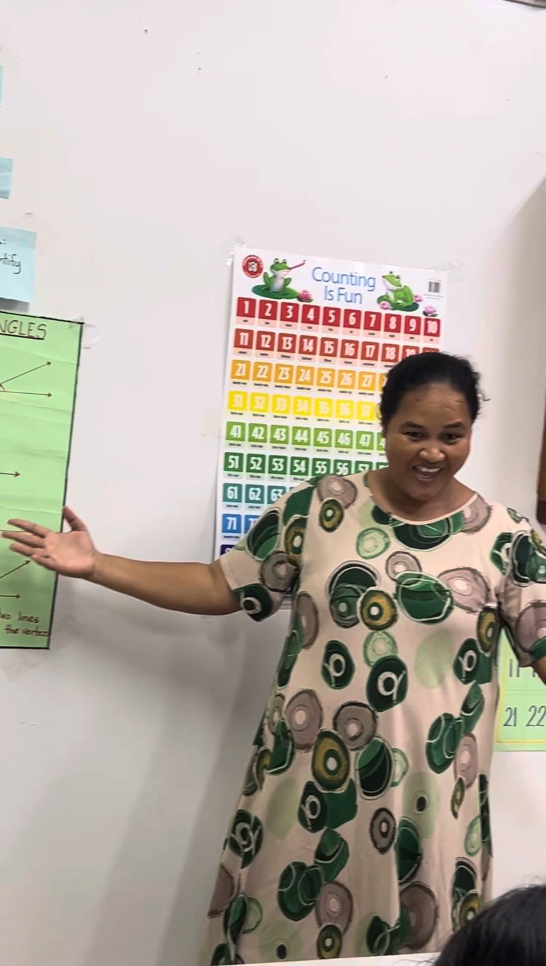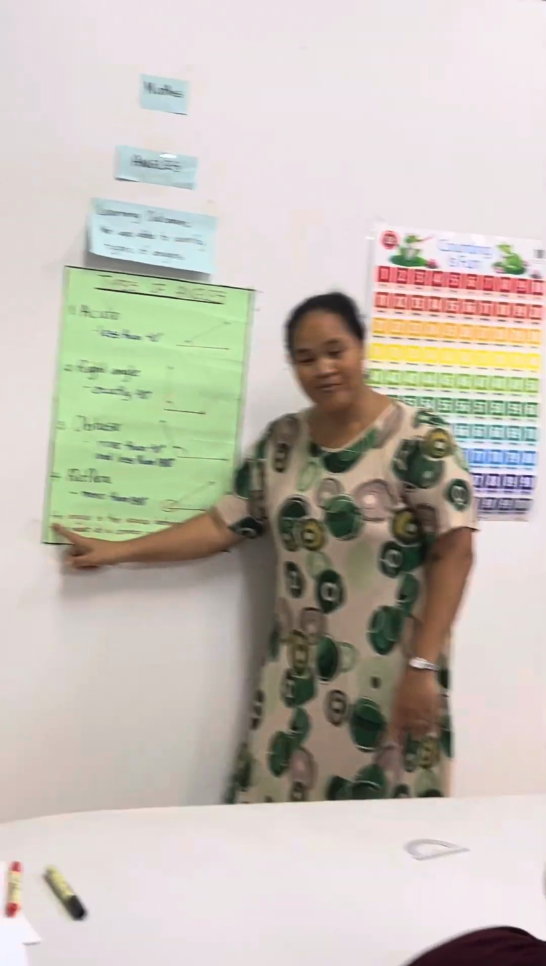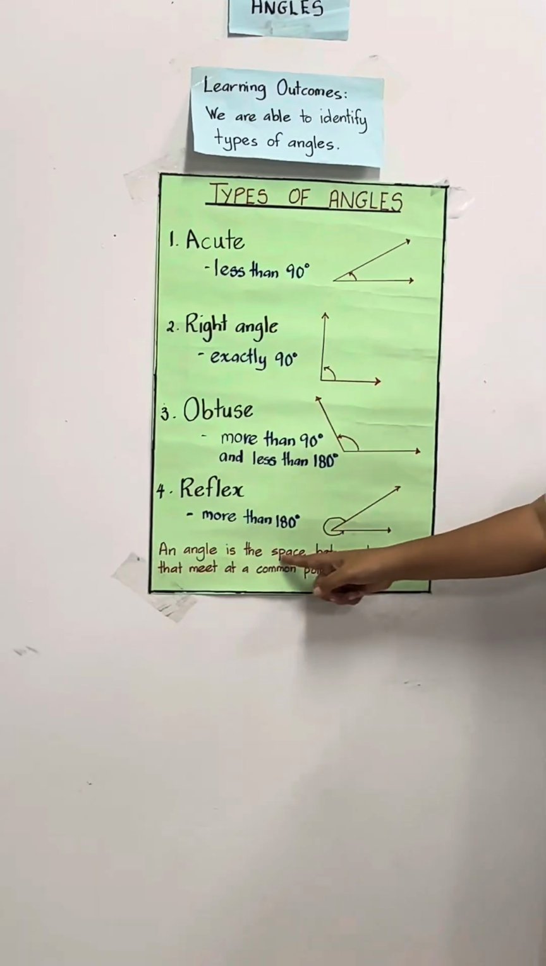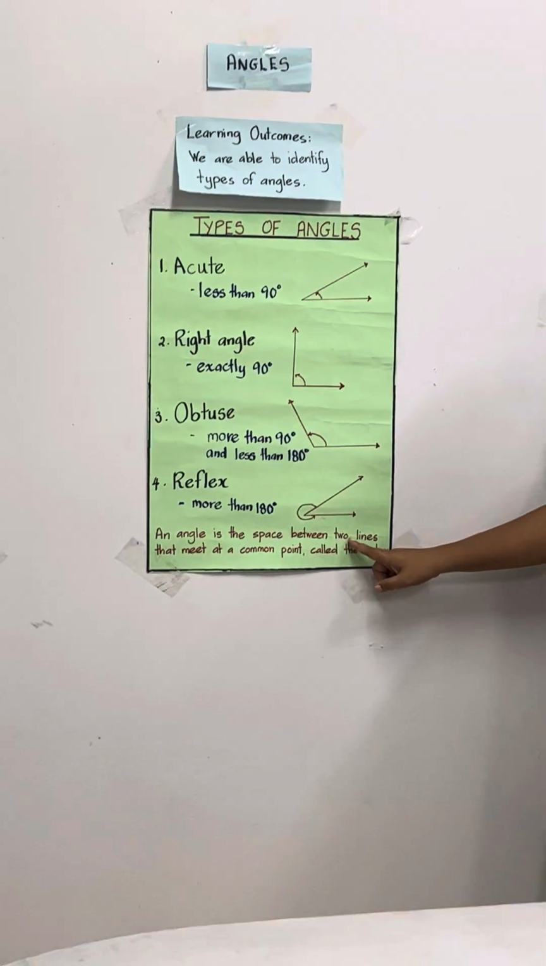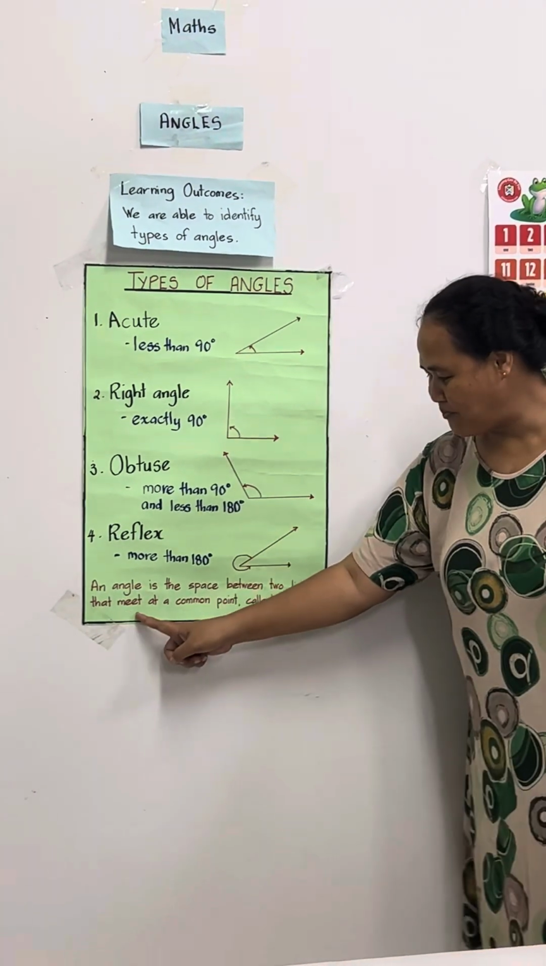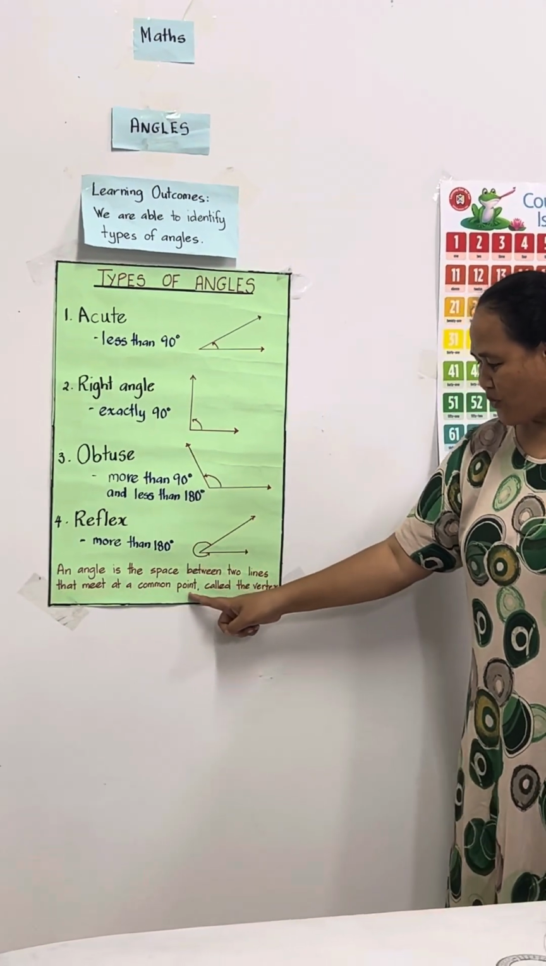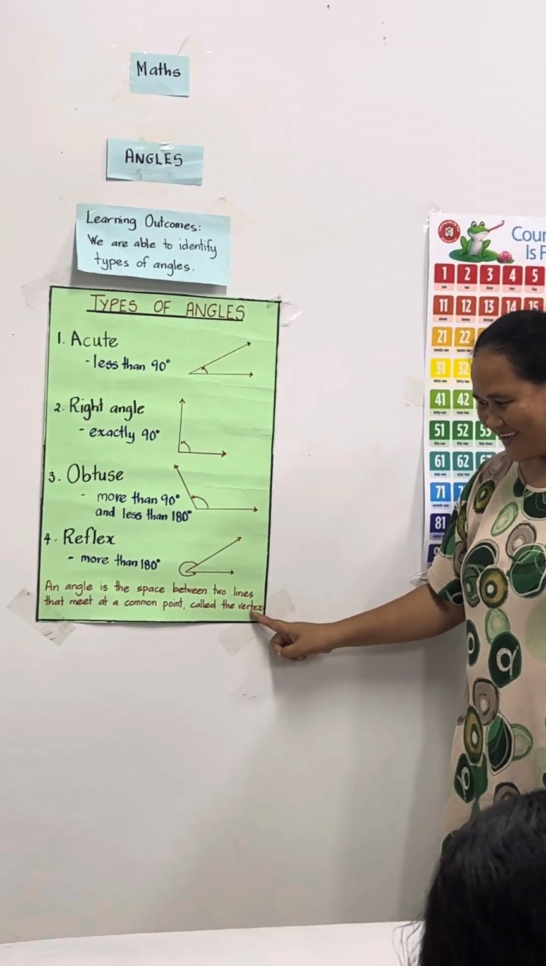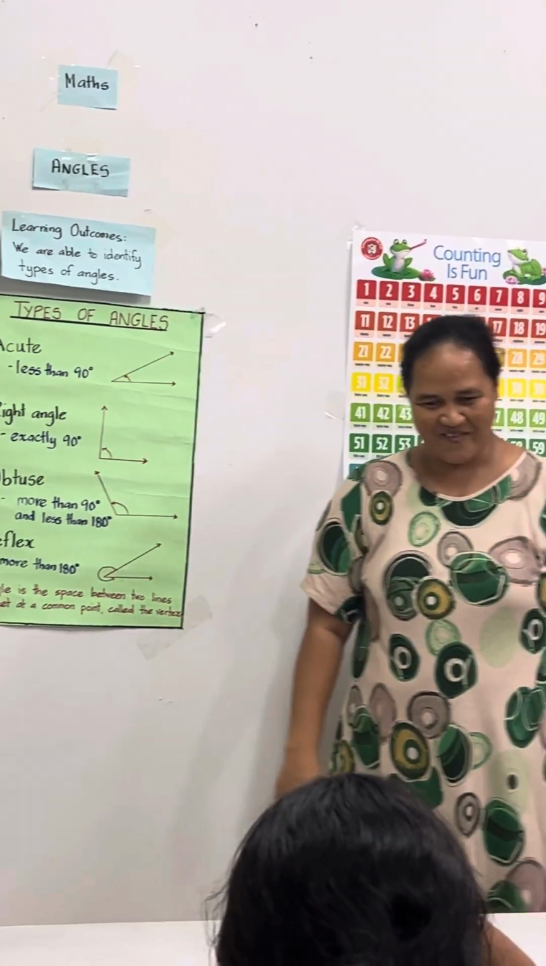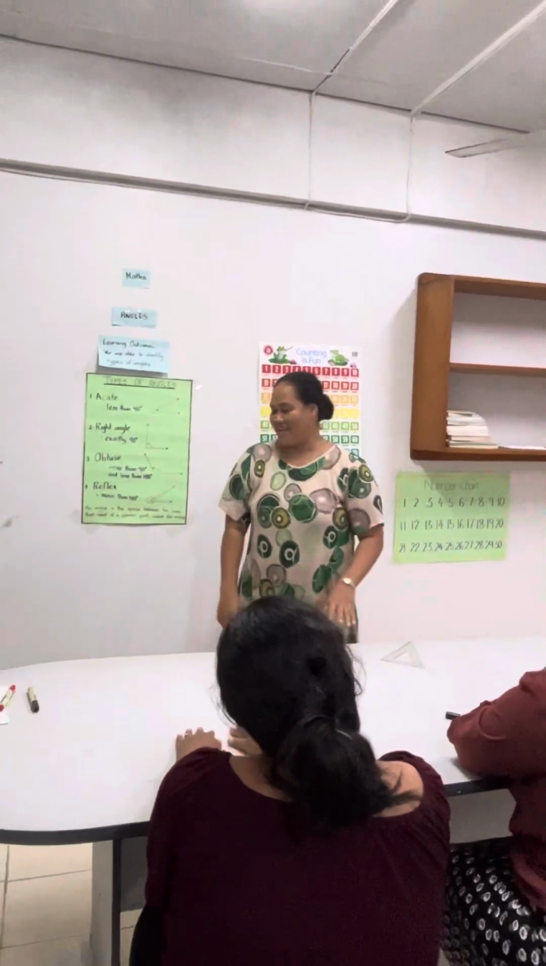So what is an angle? Let's read together. An angle is the space between two lines that meet at a common point called the vertex. Called the vertex. Very good.